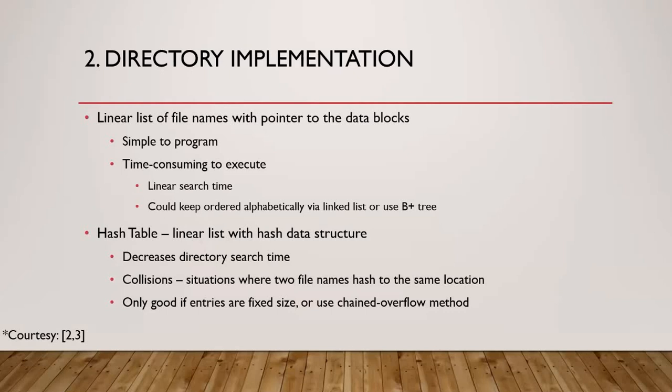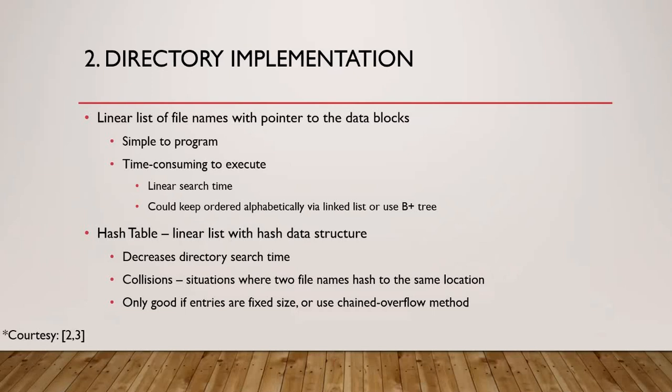So here linear search time will be there, and you could keep the files ordered alphabetically. You are supposed to use a B+ tree kind of concept, or maintain alphabetic order for arranging your files, for ease of access. Now the hash table implementation. A hash table is a kind of indexed allocation. When we discussed file system implementation, we discussed the concept of index. Hash is kind of the same thing. A hash function is a one-way function. One-way means you cannot reverse the direction of its functioning.